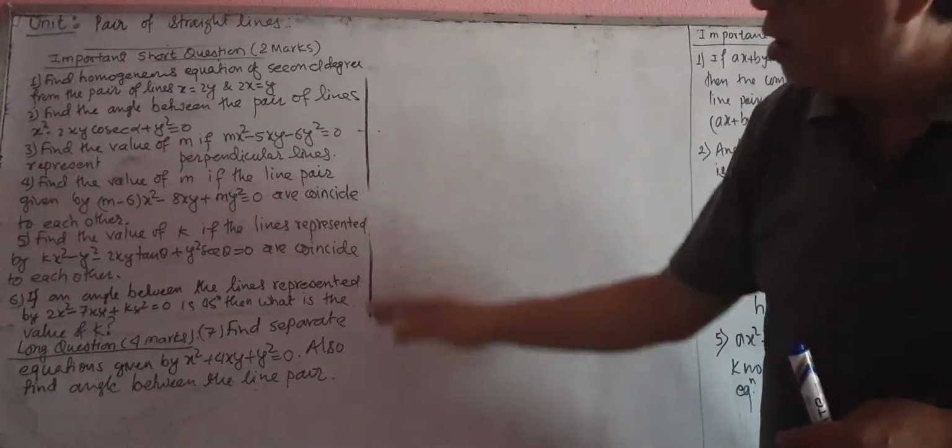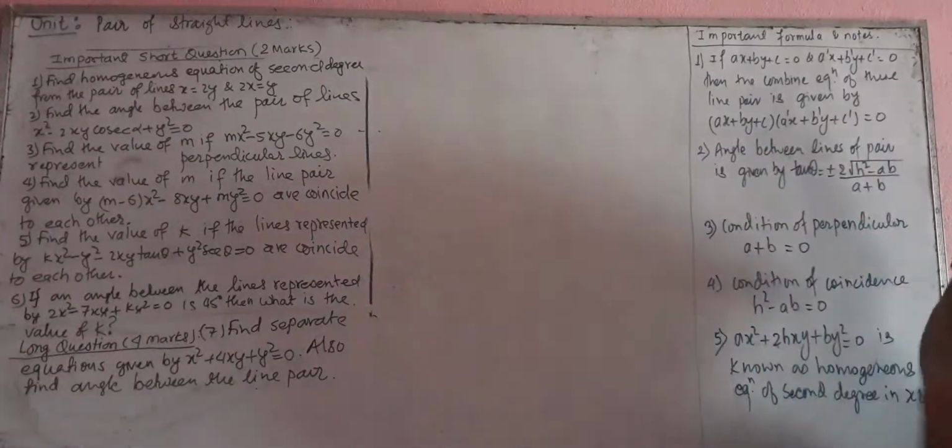Okay, now we start the lesson, and I've selected 7 questions from the pair of straight lines. Questions 1 to 6 are the 2-mark questions that may be asked in question number 8, and question number 7 is the long question. All the questions are of different forms, different categories.